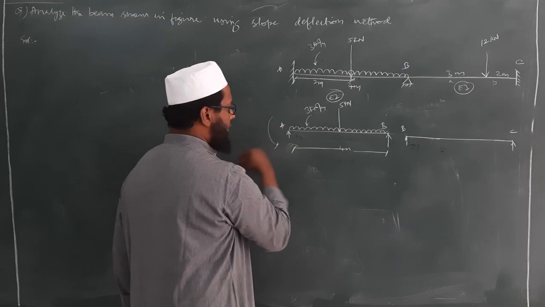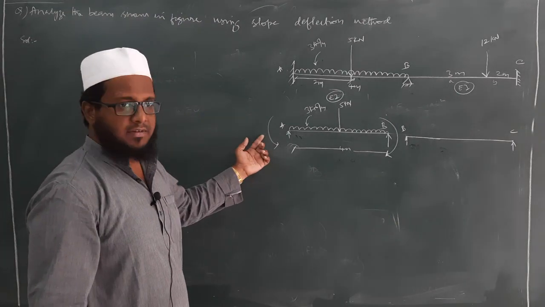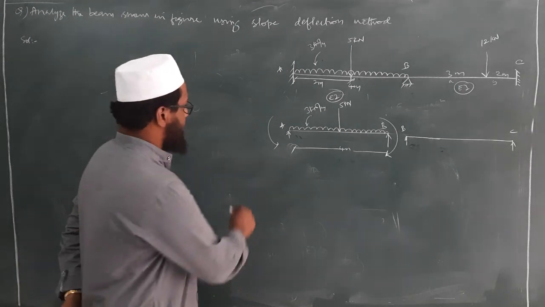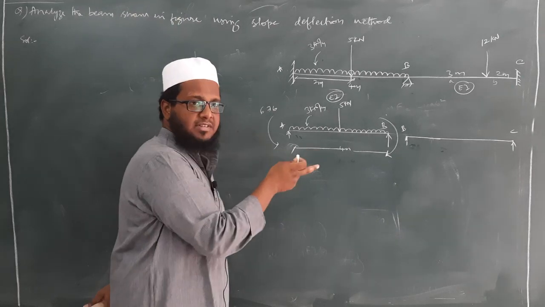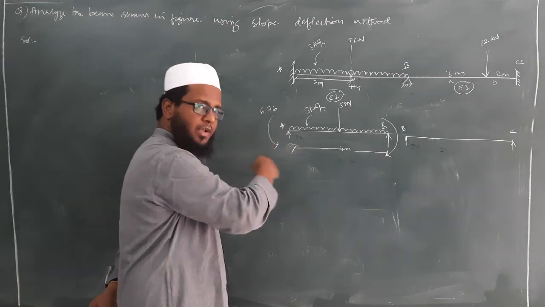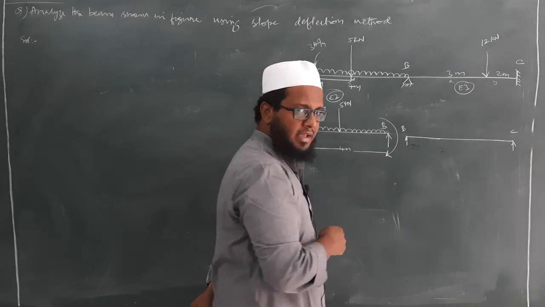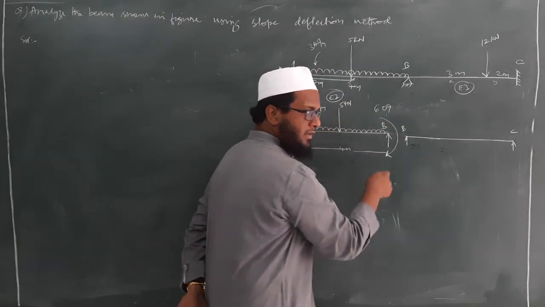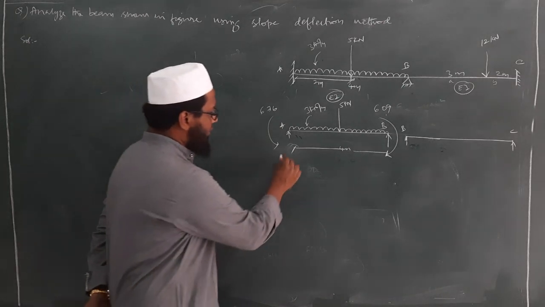So we have moments also acting on this beam, isn't it? What is the value of MAB we got? 6.76. We have minus 6.76 there, but we will write 6.76, because we are showing it anti-clockwise, so no need to write minus here. Similarly, what is the value of MBA we got? 6.09. It is clockwise, so again no need to write plus or minus.